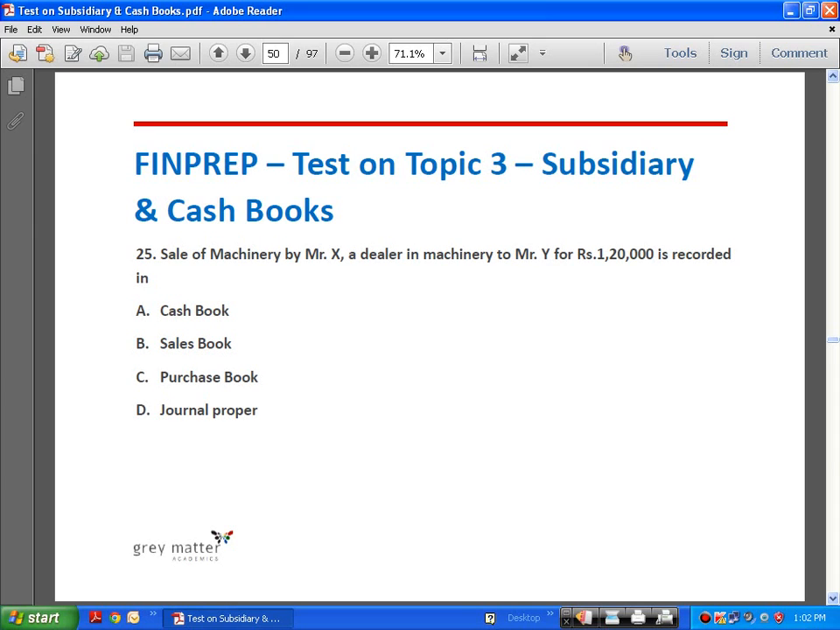Sale of machinery by Mr. X, a dealer in machinery, to Mr. Y for 1,20,000 rupees is recorded in, yeah, so this is similar to what we saw. Here X is a dealer in machinery, so machinery is his goods and he's selling it on credit, and so he would record the sale of goods on credit to Mr. Y in his sales day book.